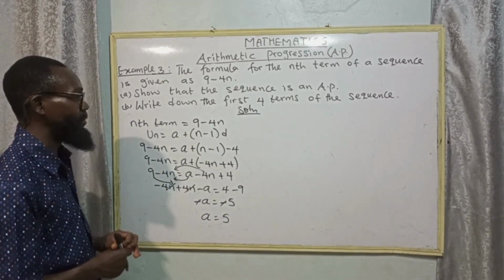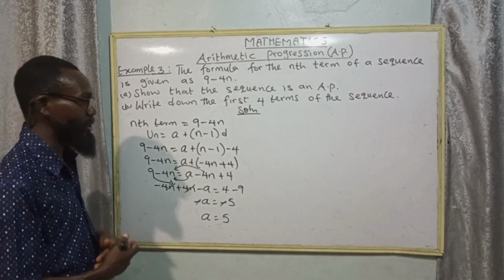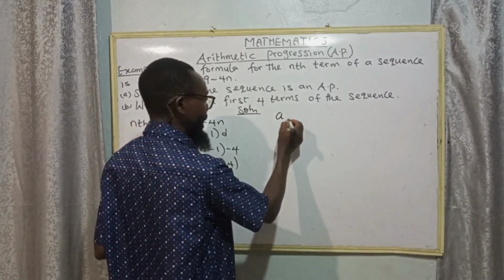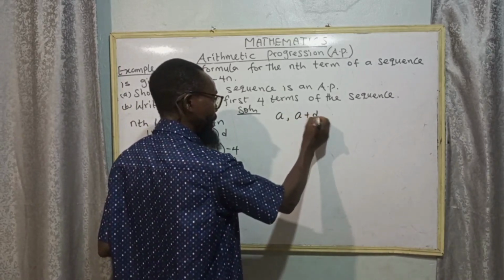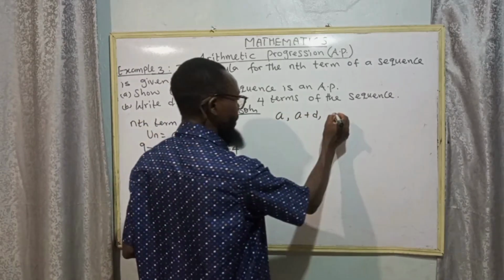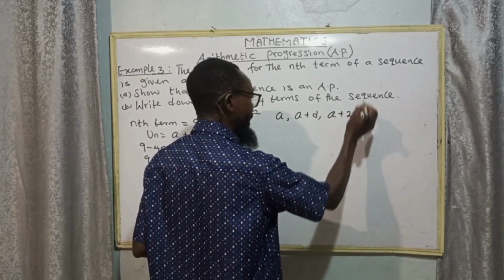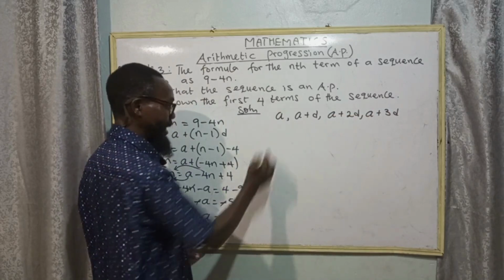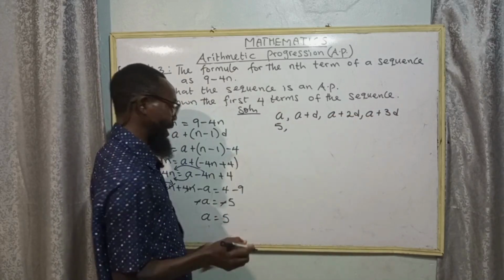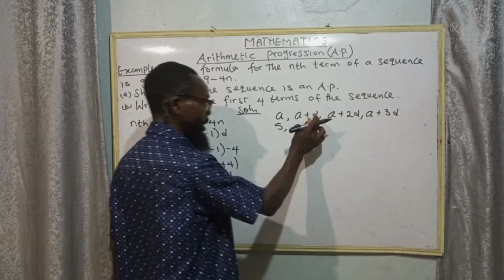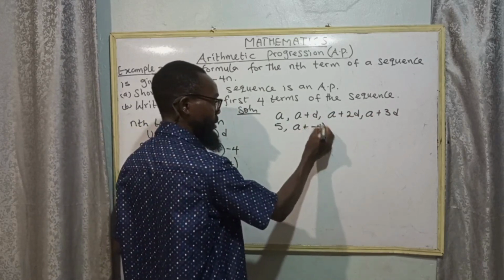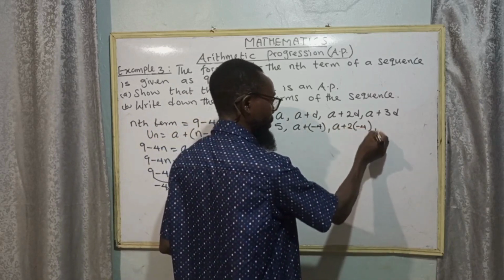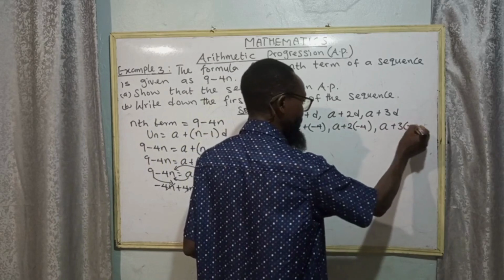Now I want to write down my first 4 terms of the sequence. The first term is written as a. The second term is a plus d, as we have proven before. The third term, a plus 2d, and the fourth term, a plus 3d. So my first term here, a, is 5. Then my second term, a plus my common difference, which is minus 4. Then here, a plus 2 times minus 4. Then here, a plus 3 times minus 4.